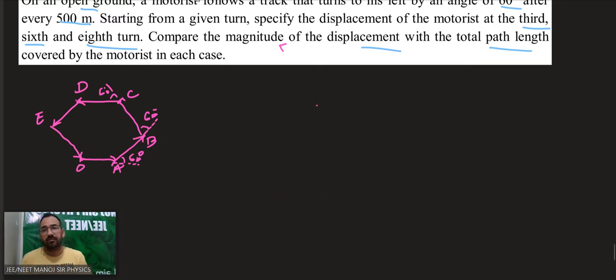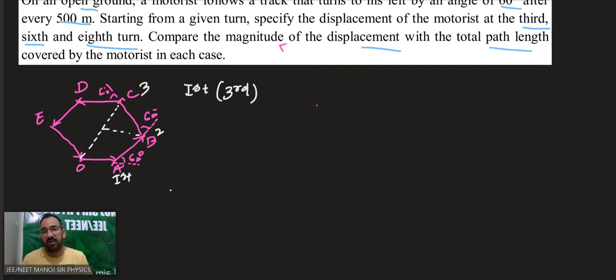All right, let's see, dear children, how to solve it. The first thing we want to calculate is the displacement and path length at the third turn. I will put here third turn. Where is the third turn? This is the first one, this is the second, and this is the third turn. So directly you need to find out the displacement and distance at the third turn. So this is the displacement.